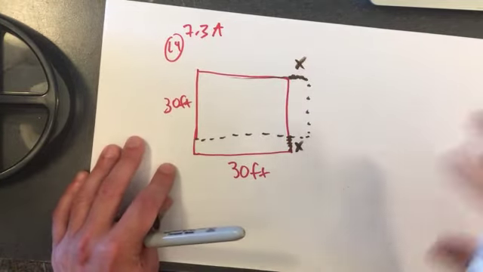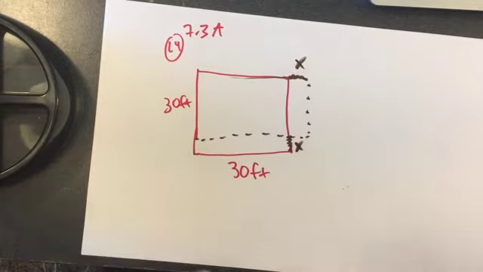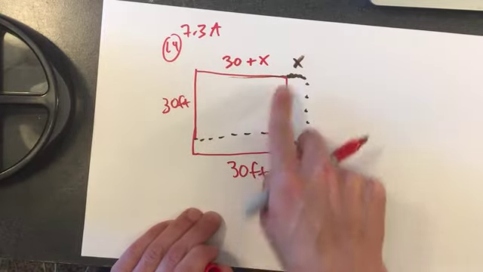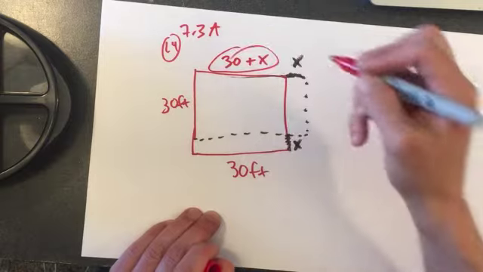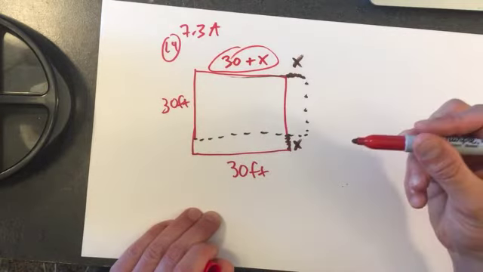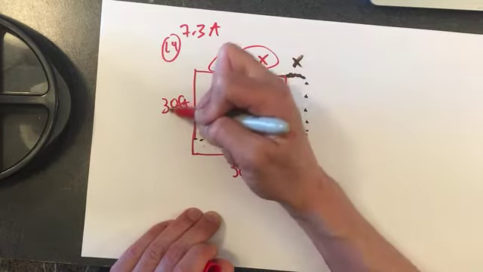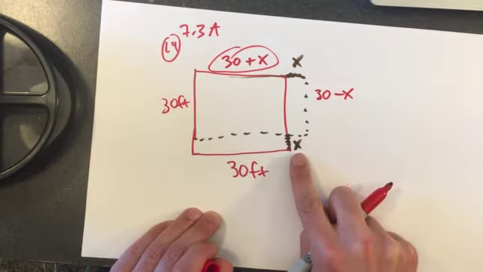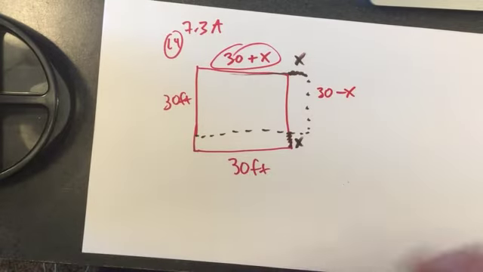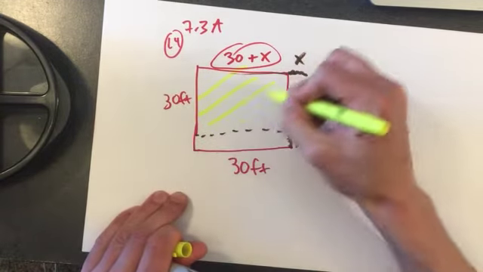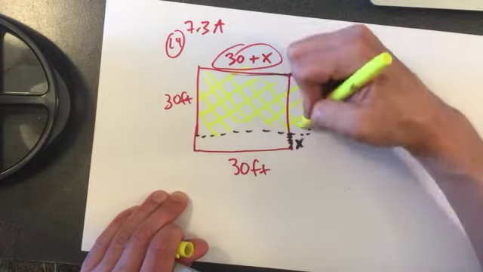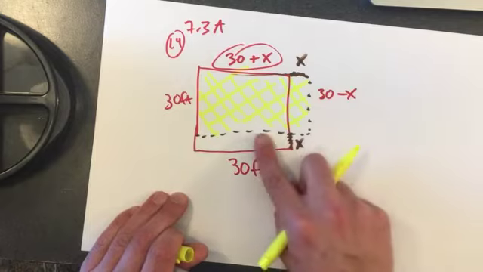So how would we find the new area of this tile? Well, if you look over here, this is going to be 30 plus x, isn't it? See, it's 30 here plus that x. And this new distance here is going to be 30 minus x, right? Because we're subtracting it off here. Let's shade in the area we're talking about here. We want to find this area here, not the part here.